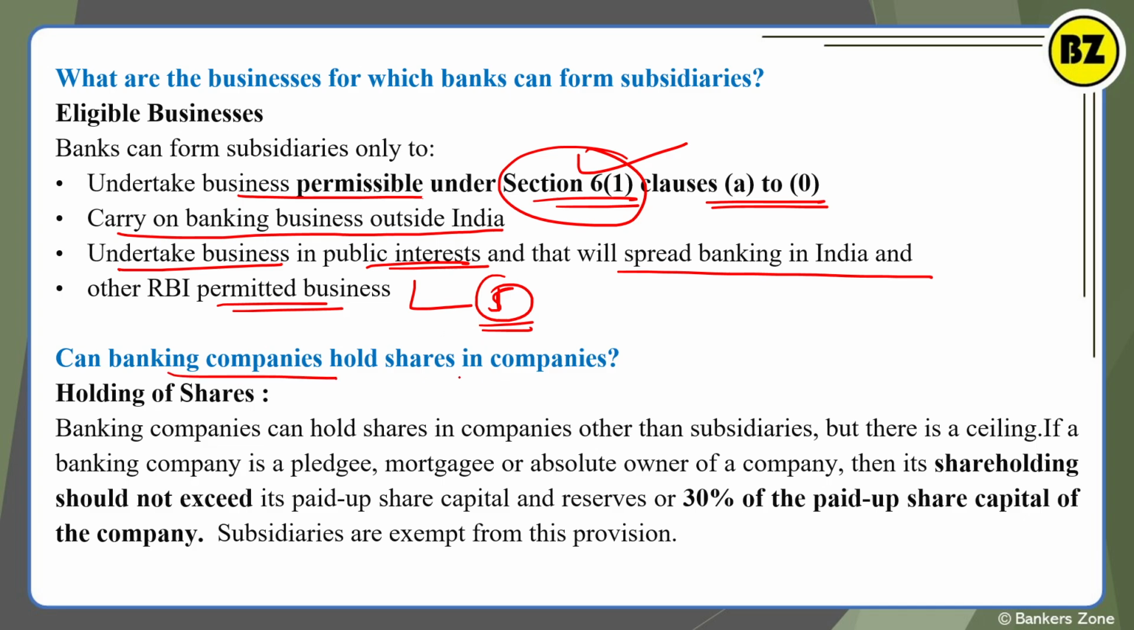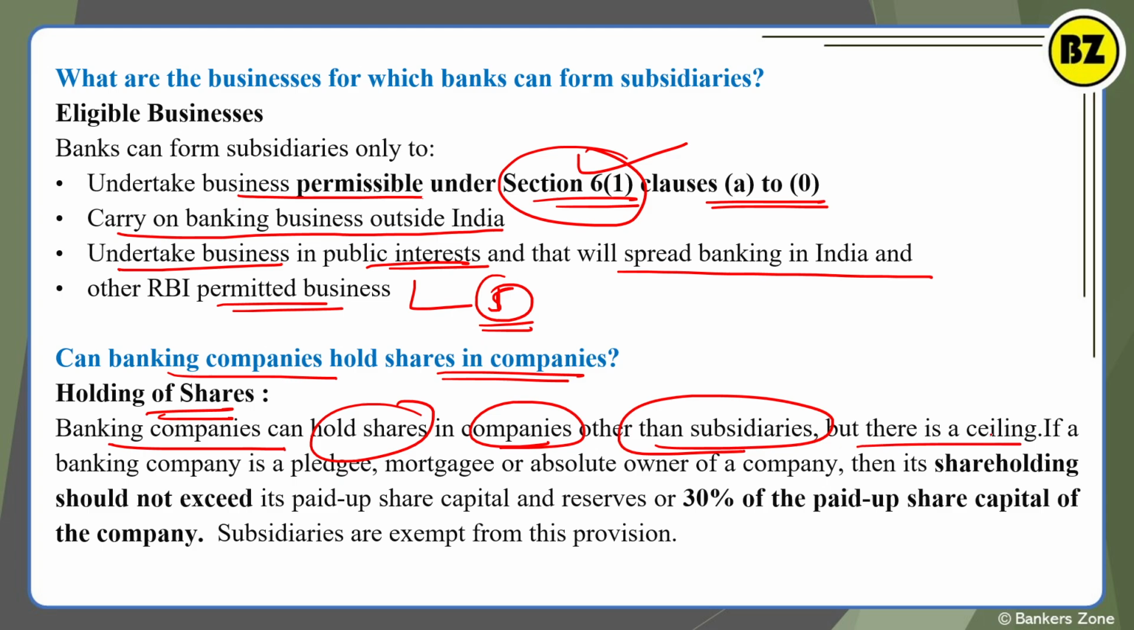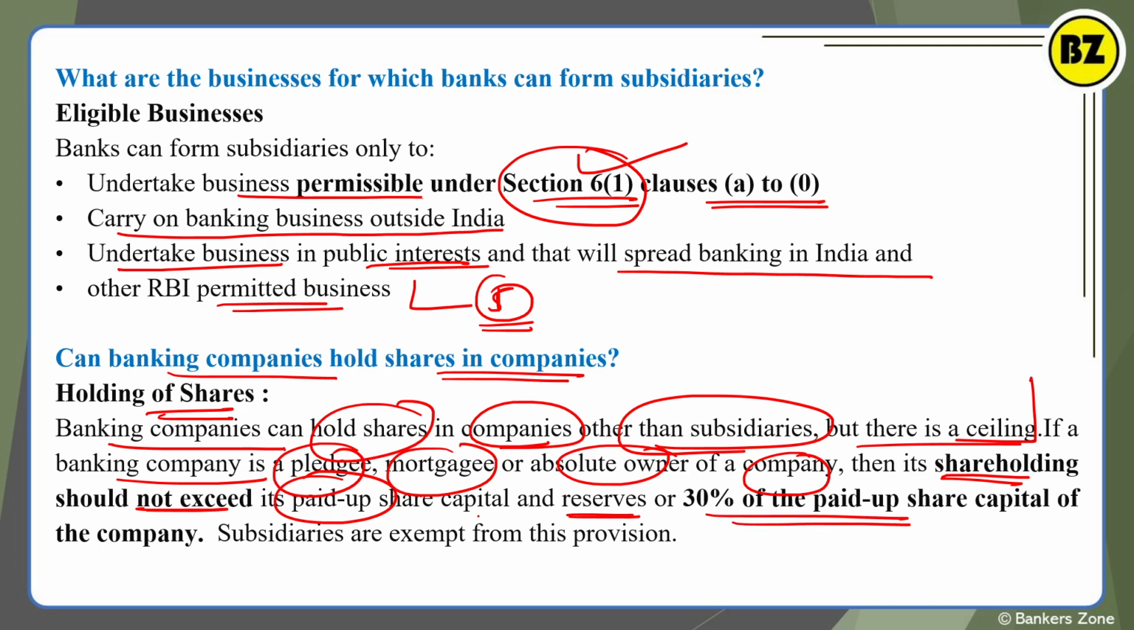Can a banking company hold shares in a company? The banking company can hold shares in a company other than a subsidiary, but there is a ceiling. Banks have a lot of money, they can buy anything, but there is some ceiling, right? If the banking company is a pledgee, mortgagee, or absolute owner of the company's shares, then its shareholding should not exceed its paid up capital and reserves, or 30% of the paid up share capital of the company, right?